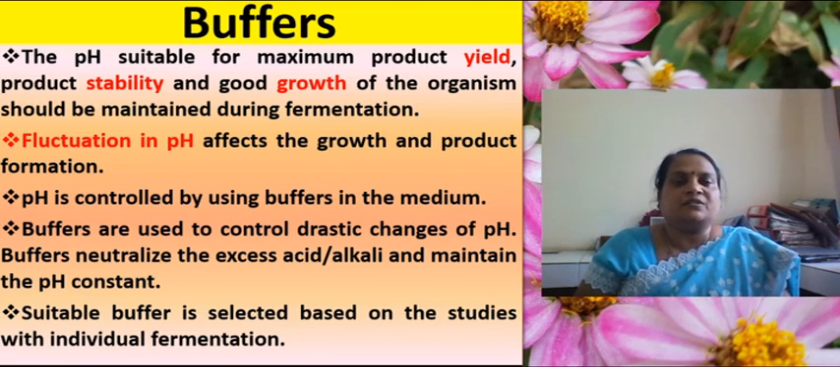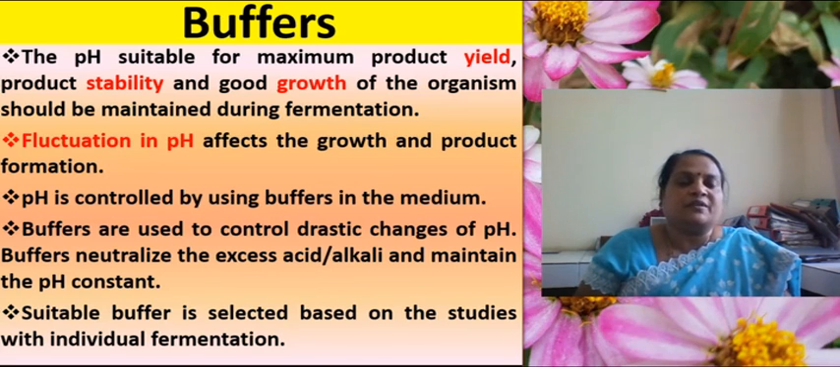The pH that is suitable for maximum product yield, product stability and good growth of the organism should be maintained during fermentation. These three things should be considered. pH should allow maximum product yield, product stability as well as good growth. That particular pH should be maintained during fermentation.